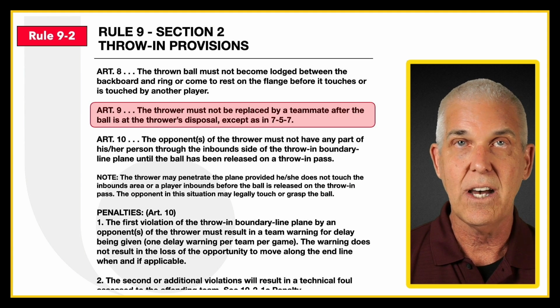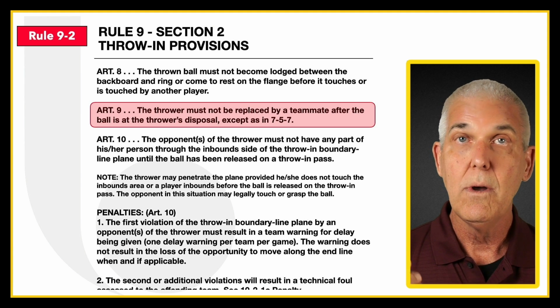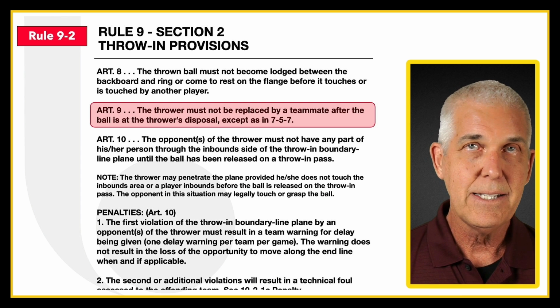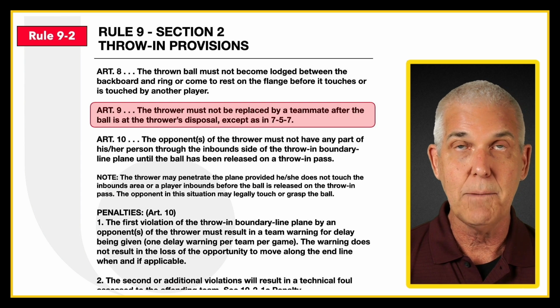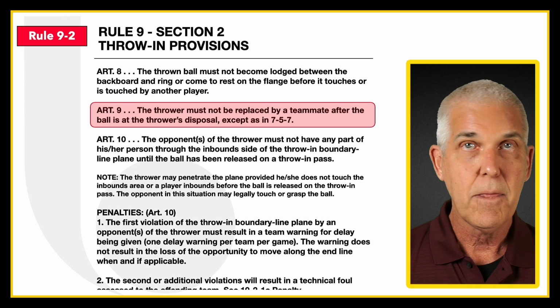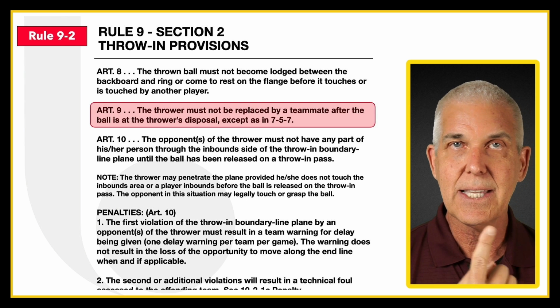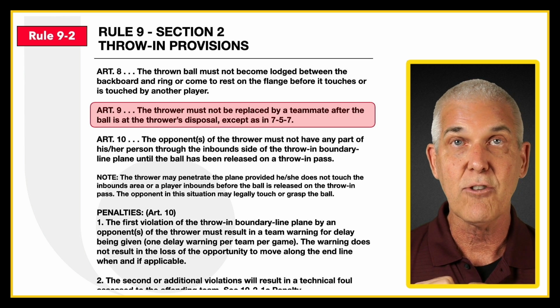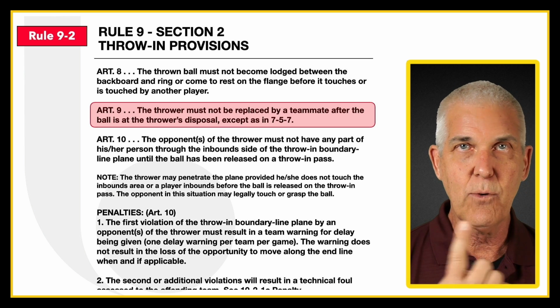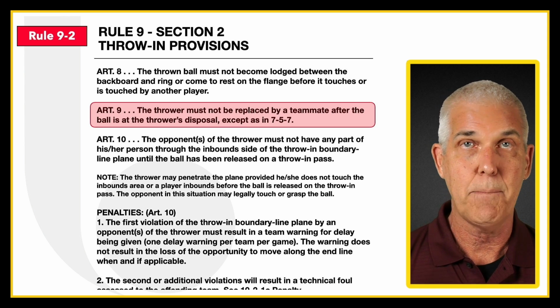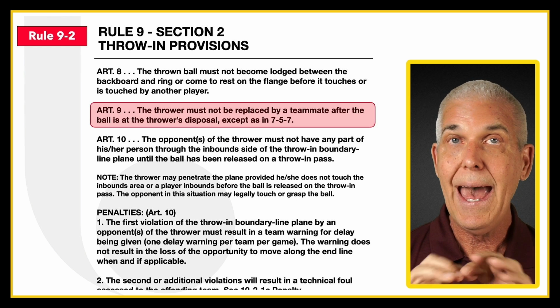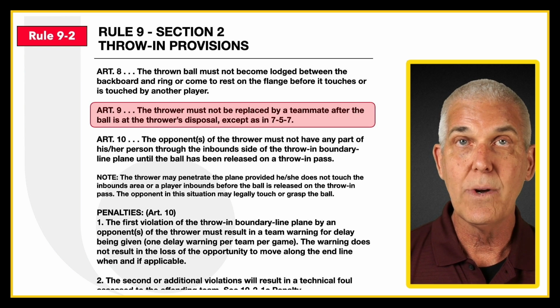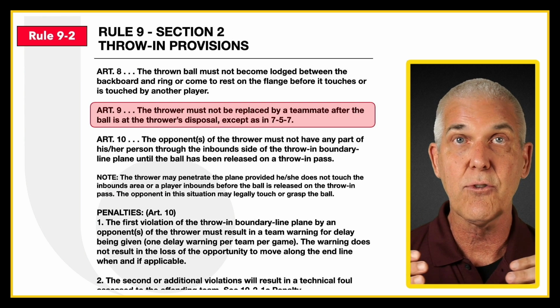7-5-7, again, gives us permission to, after a made basket, have multiple teammates out of bounds legally. The ball can be passed amongst the teammates legally. But the only restriction is that the throw-in pass, none of which these passes between teammates out of bounds are, but the throw-in pass must be released within 5 seconds after the throw-in begins.